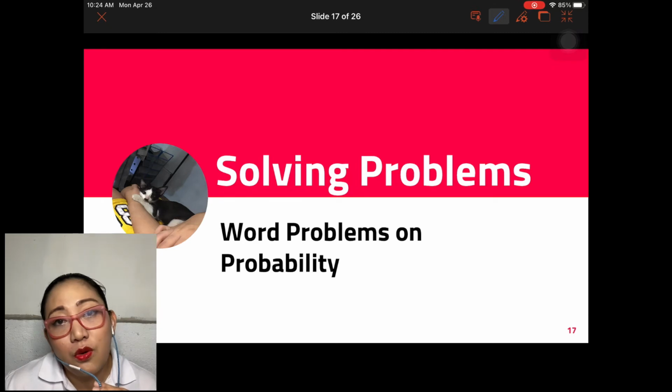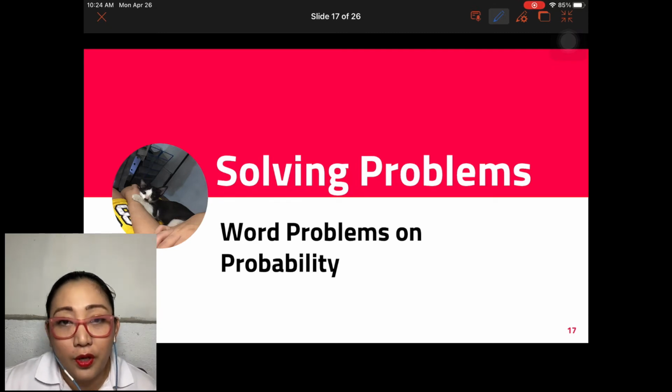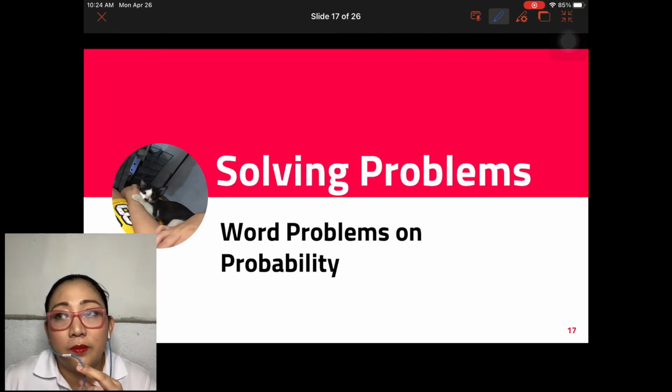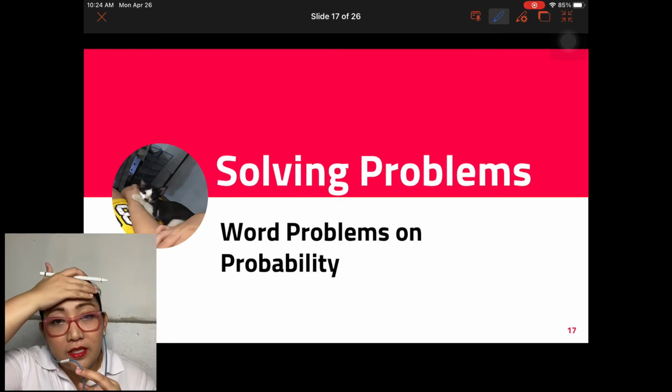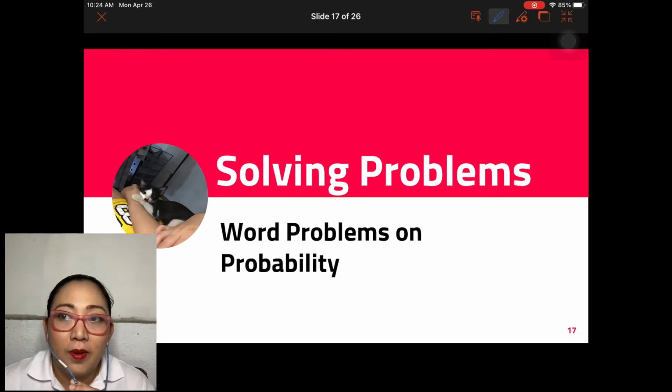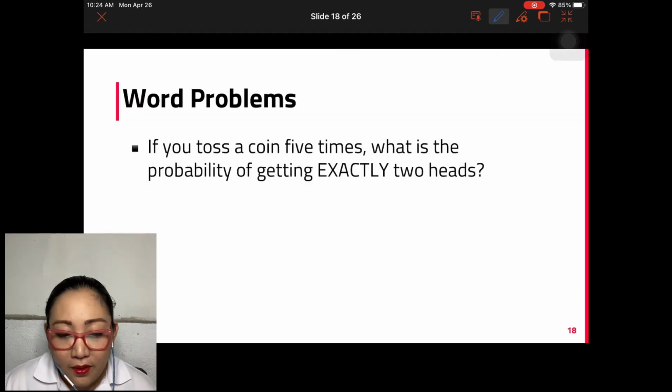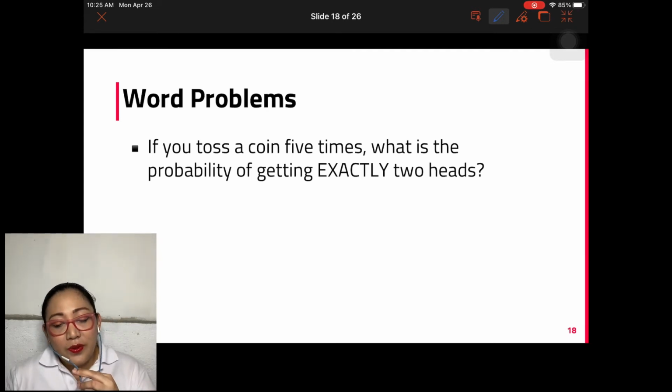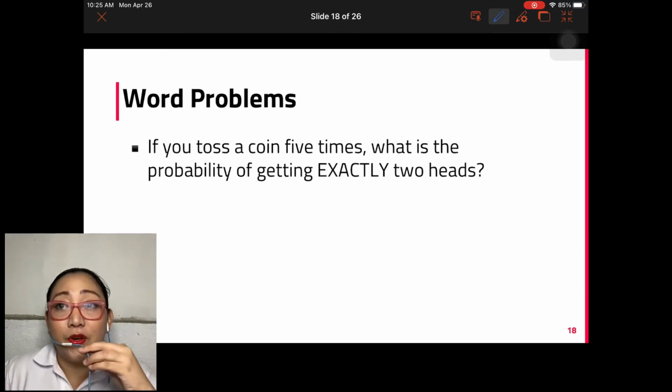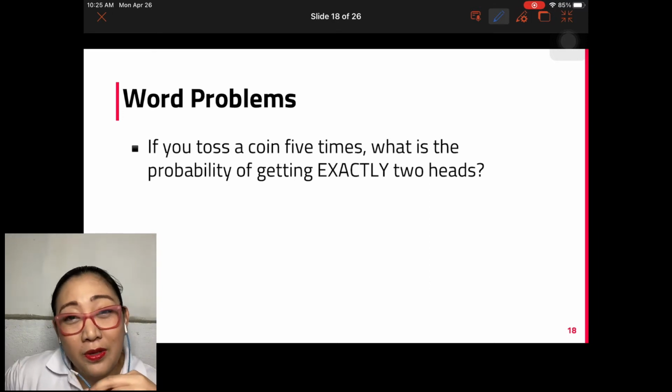So now let's go over solving word problems. Now that malinaw na sa atin ang ating mutually exclusive events, we're going to talk about solving other probability problems. If you toss a coin 5 times, what is the probability of getting exactly 2 heads? How do we get the sample space for this one first? Yun ang unang-una natin kailangang malaman, ilan yung ating SS.